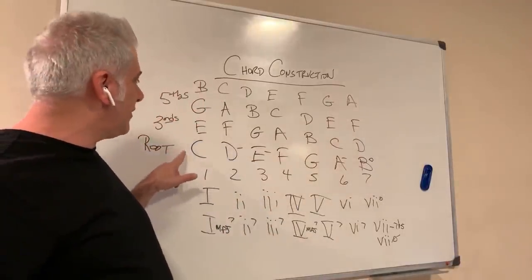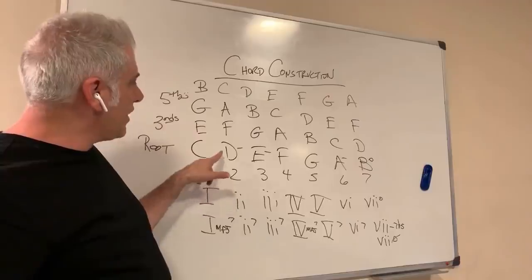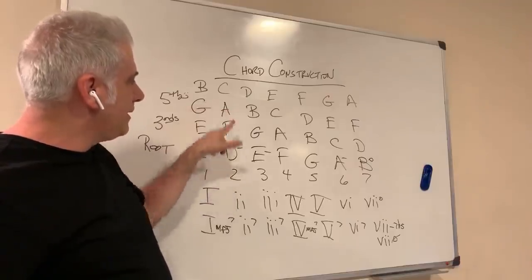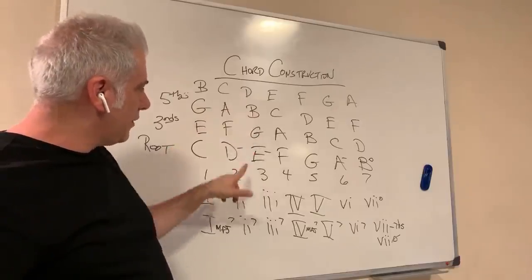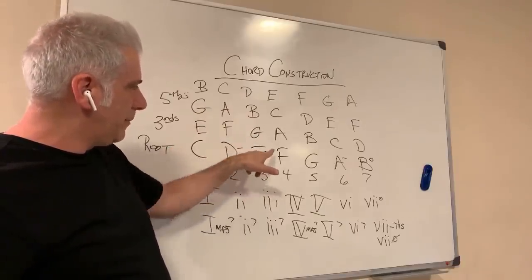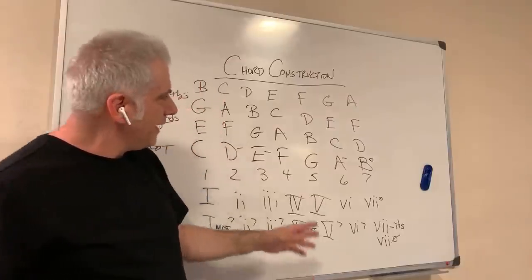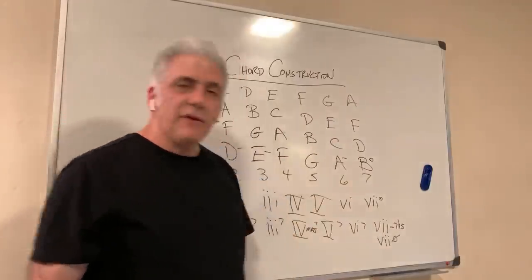So C major 7 is C, E, G, B. D minor 7 is D, F, A, C. E minor 7 is E, G, B, D. Don't just ignore those there. I already spelled the chords there. So those are all the seventh chords.